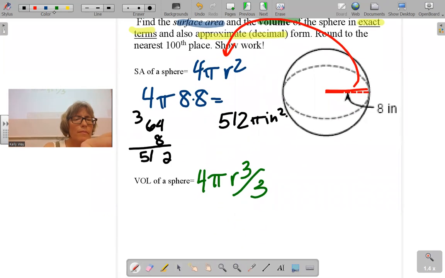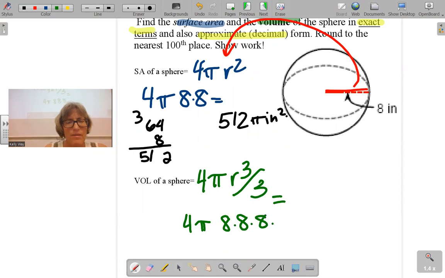This one is going to be 4 pi 8 times 8 times 8. Whoops, led you astray. That isn't 64 times 8. That is 64 times 4, friends, times 4, not 8. Thought that sounded wrong. 64 times 4. 16, carry the 1. There it is. That sounds more like it. 256 pi.